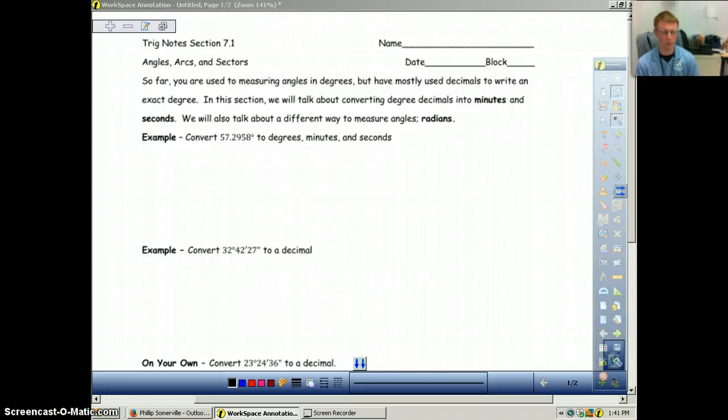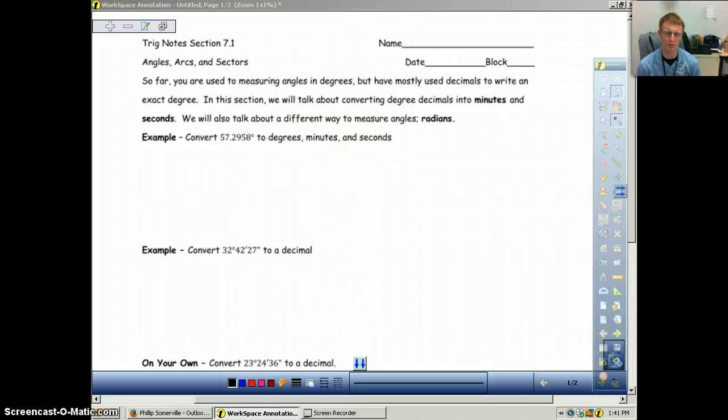In this section 7.1, we're going to talk a little bit about degree measures. Everything we've done up until this point has been using degrees as our angle measure. When we measure a degree, it's going to be a measure of, say, 5 degrees or 38.6 degrees. What we're going to do in this section is talk about, one, how to change our decimal of a degree into degrees, minutes, and seconds. Minutes and seconds is just a different way to write degrees.